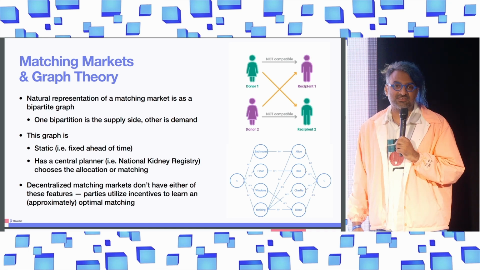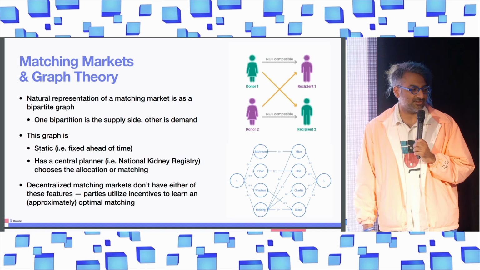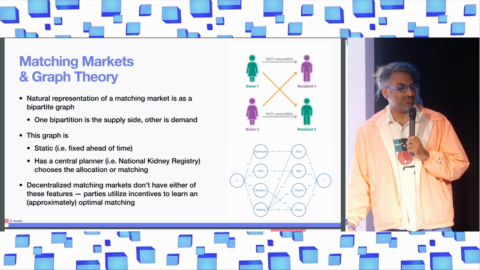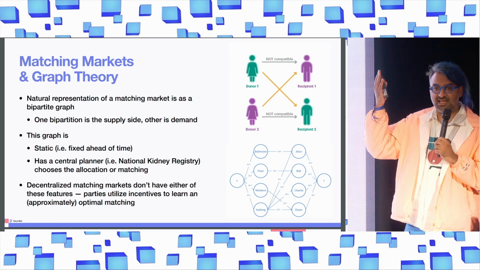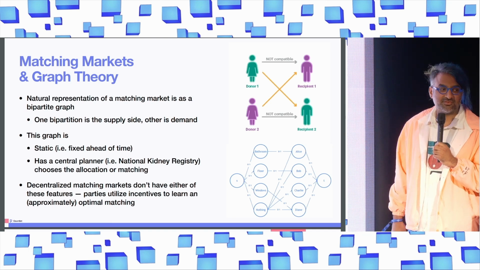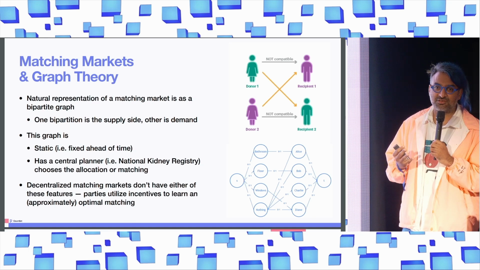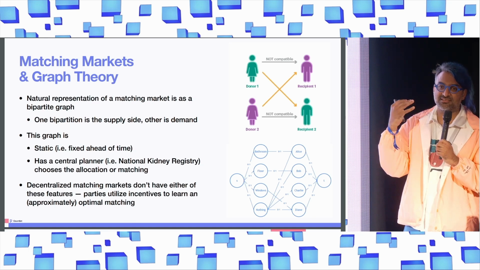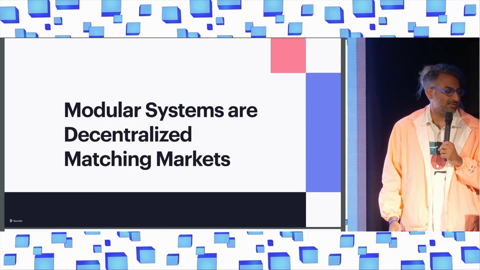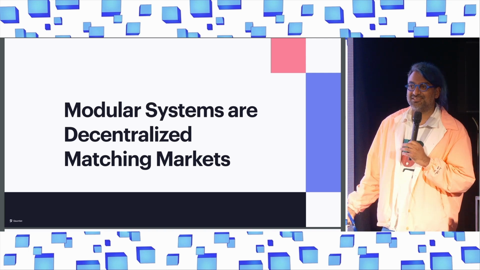And the other thing is there's always a central planner, who chooses the optimal matching or maximal matching. Decentralized matching markets don't have this. You can view the modular world as: my demand side is people who want to do some sets of transactions, the supply side is the set of each individual modular component, and I want to figure out prices to match them to which components they should be using. So I think inherently, modular systems are simply a decentralized matching market.